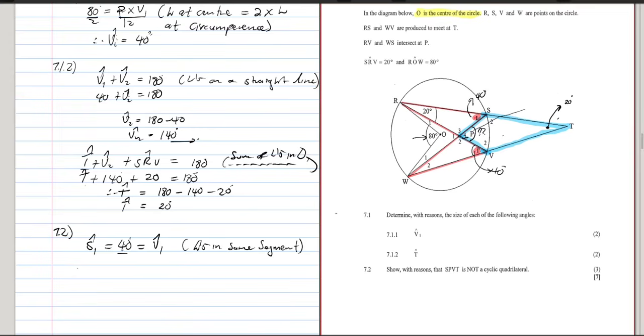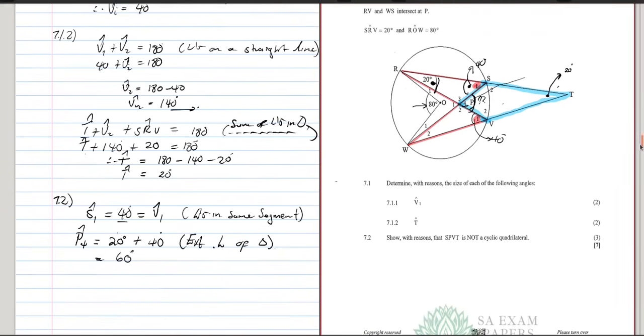Therefore, the P4 angle is equal to 20 degrees. Which 20? This 20 plus that 20 plus that 40, which is S1. When we add this 20 and that S1, we're going to get P4. Why? It's the exterior angle of a triangle. So this plus this gives us what? 60 degrees. I now have P4.